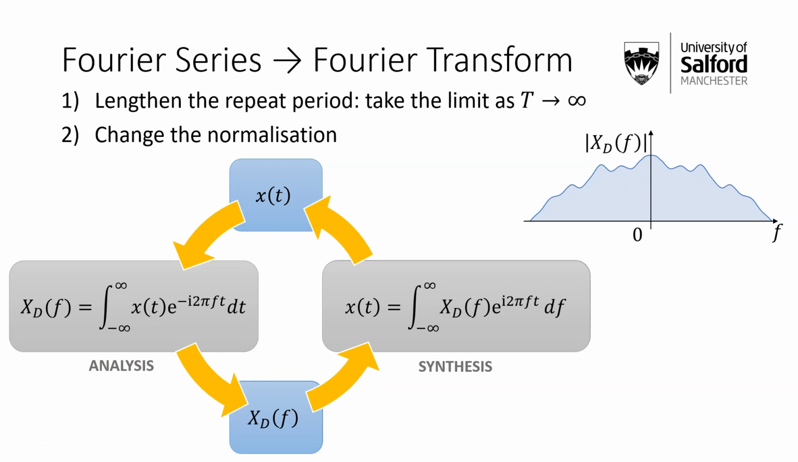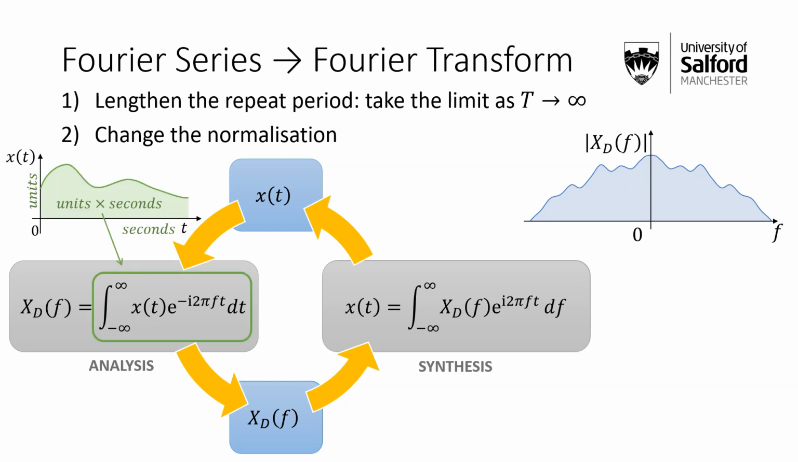Let's look at those units again. So xd of f has again been worked out by an integral, albeit an infinite one, where the vertical axis is the units of the signal. We're integrating with respect to time in seconds, so xd of f has the units of xt times seconds. So there's that again. And the same as writing times seconds is we can write divided by hertz. So rather than saying it has the units of x times seconds, we can say it has the units of x per hertz.